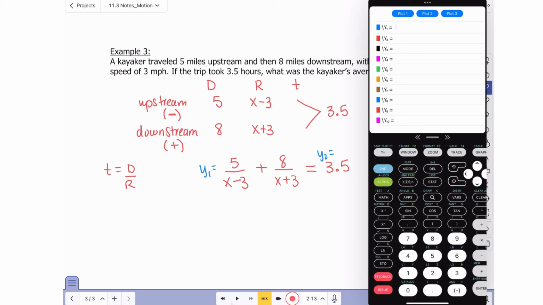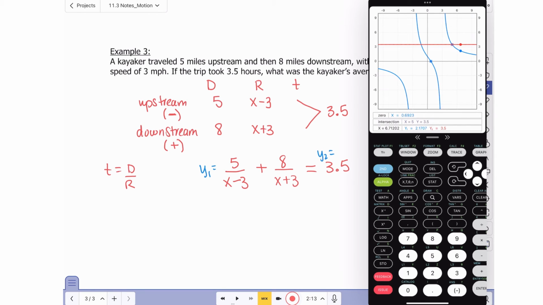So we're going to go to y1. We're going to do alpha y equals. We're going to type in 5 over x minus 3. And then we're going to do plus alpha y equals 8 over x plus 3. Then we're going to go to y2 and we're just going to type in 3.5. Now go to your graph.